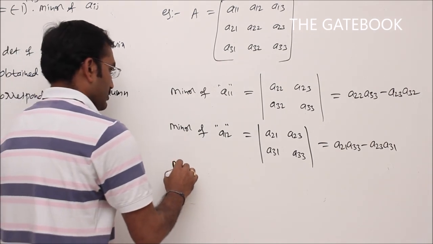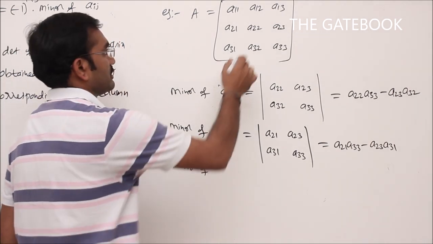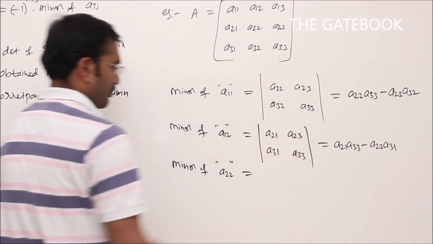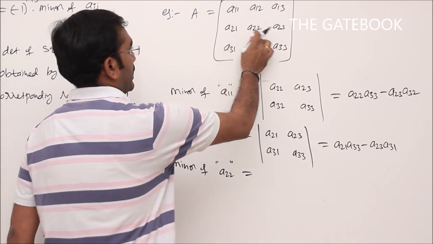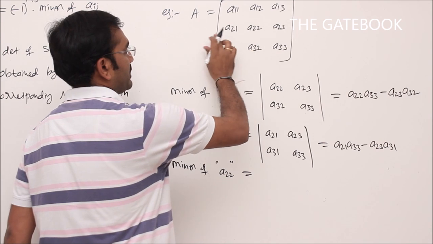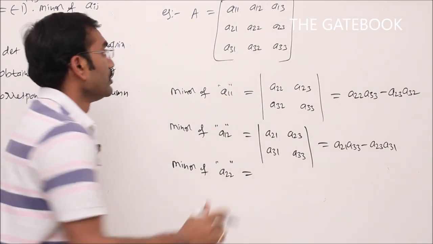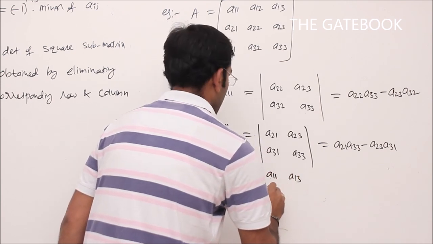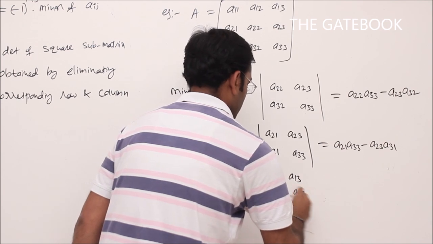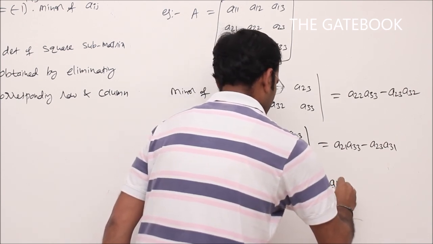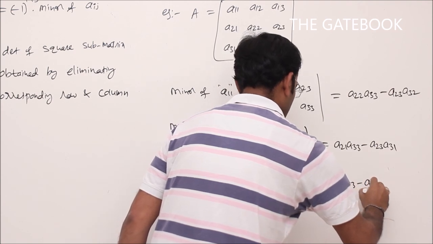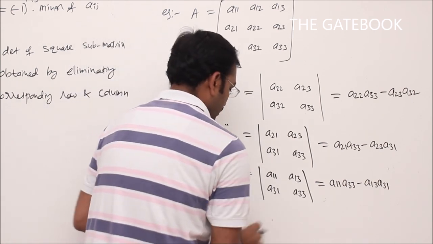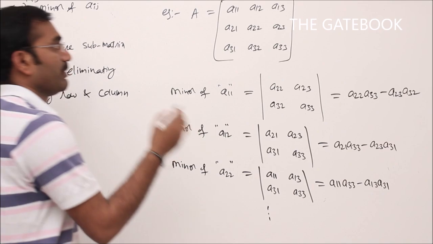Similarly, let us consider the minor of any element, say A22. This A22 is the element of second row, second column. Eliminating the second row and second column, we get the determinant of the square submatrix A11, A13, A31, A33. That is equal to A11 A33 minus A13 A31, and so on. Like that, we can find minors of elements of a matrix.